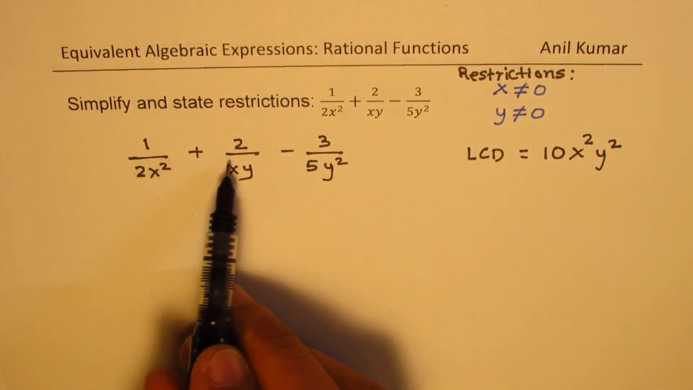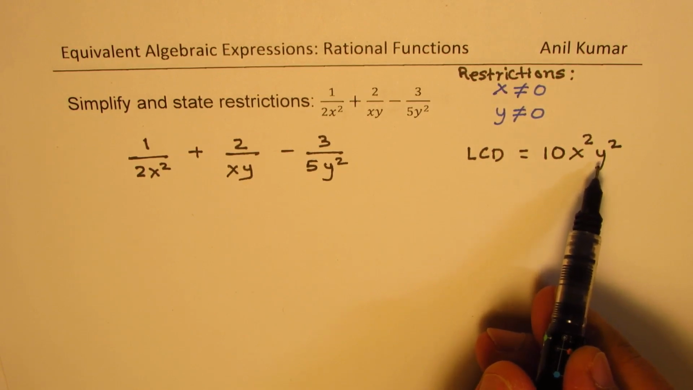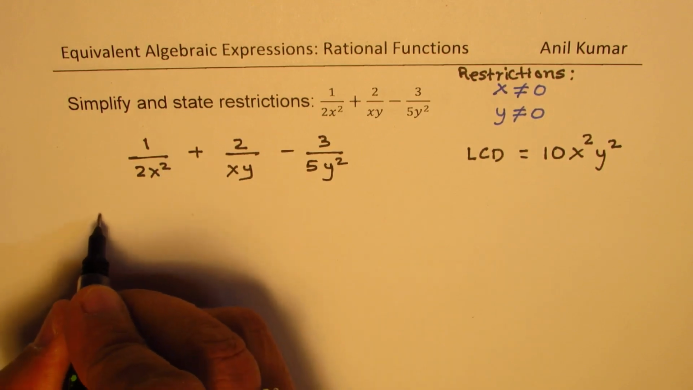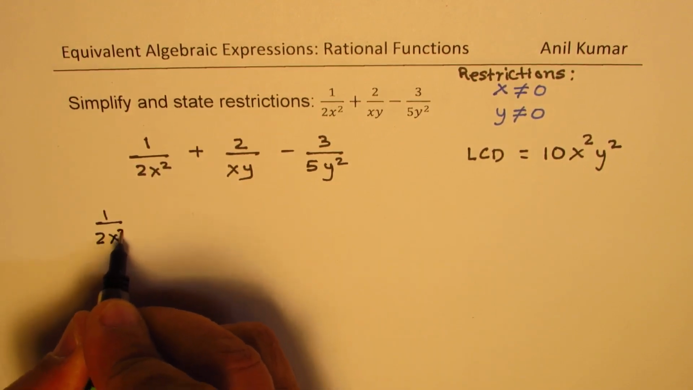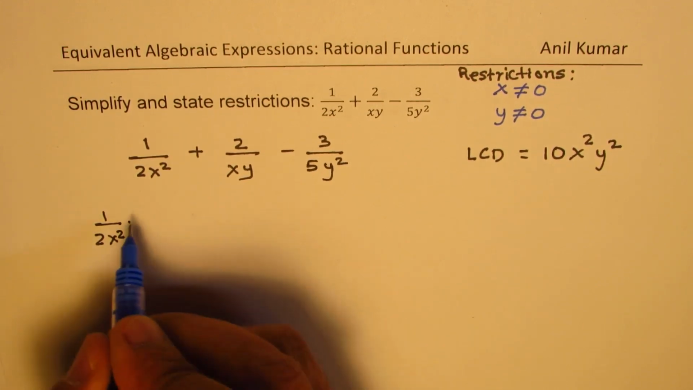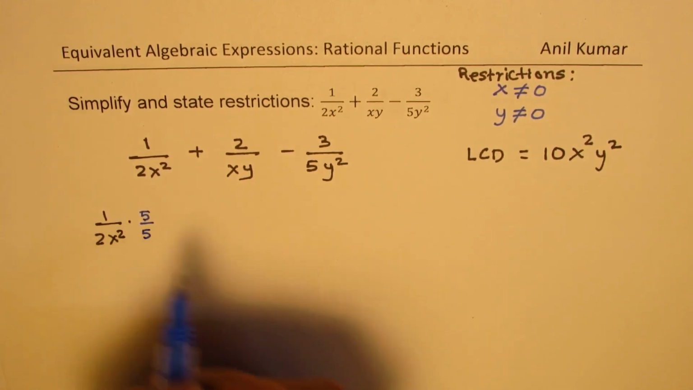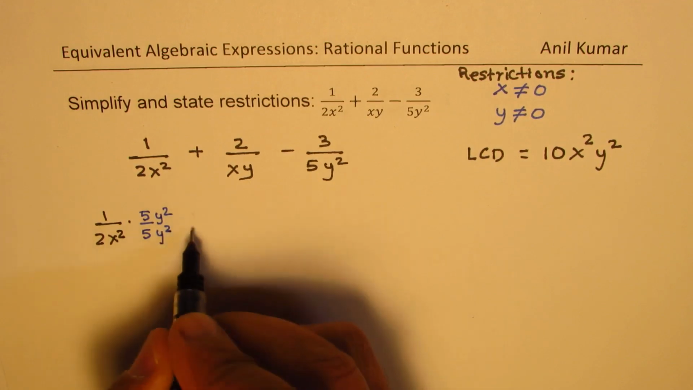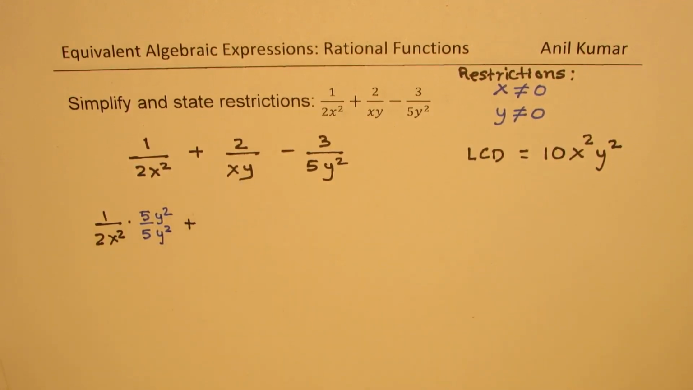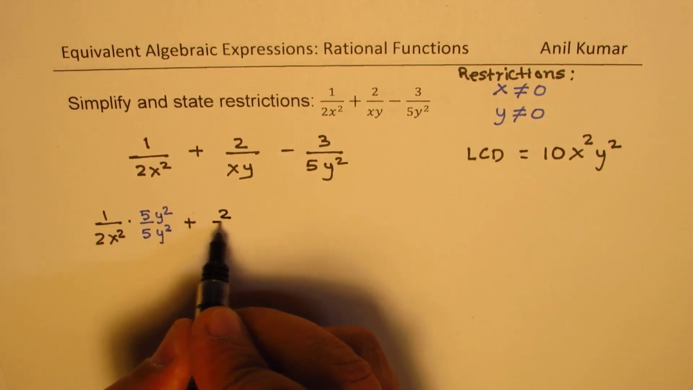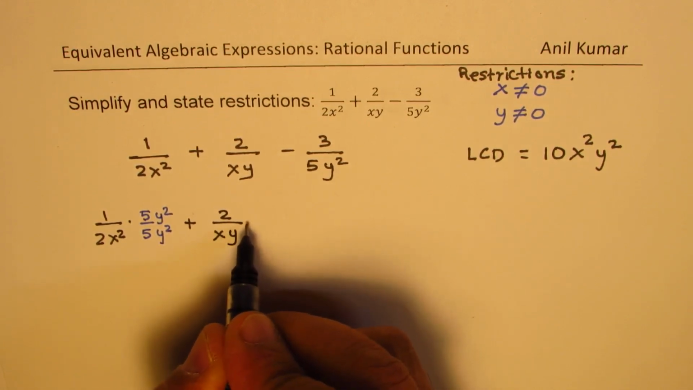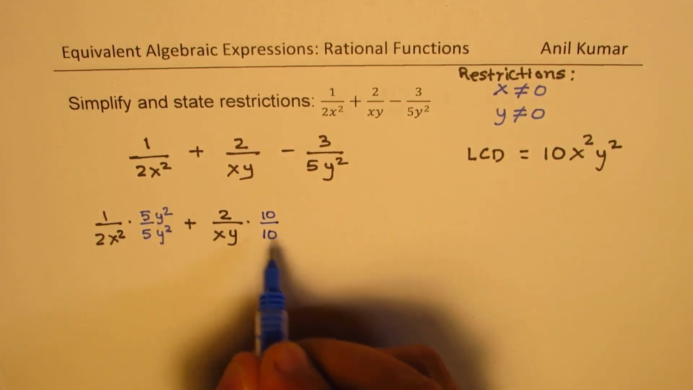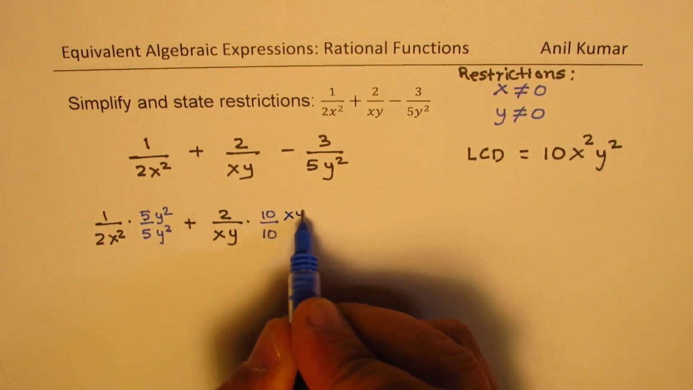So that becomes the lowest common denominator. Now, to make each term with this lowest common denominator, what should we do? We have to multiply both numerator and denominator by the same thing. So we have here 1 over 2x squared, and to make it 10, we have to multiply by 5 and divide by 5. We need y squared also, so we'll multiply and divide by y squared, right? Same thing is done on the other two terms also. So we have 2, and here we have x times y. In this particular case, to get 10, we have to multiply and divide by 10, and as far as the variables are concerned, xy, correct?